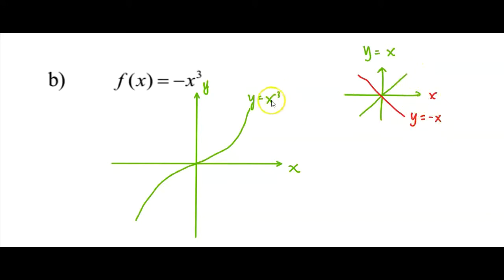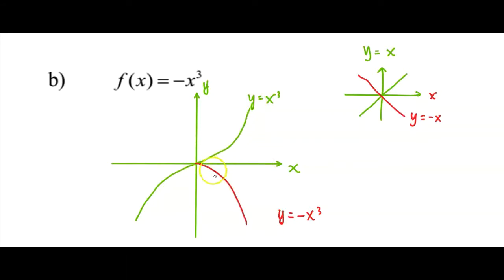The same thing over here. If you have the basic function y equals x cubed, now the function has been multiplied by -1, meaning that y equals x cubed becomes y equals negative x cubed. So this graph will become like this when it is reflected about the x-axis.